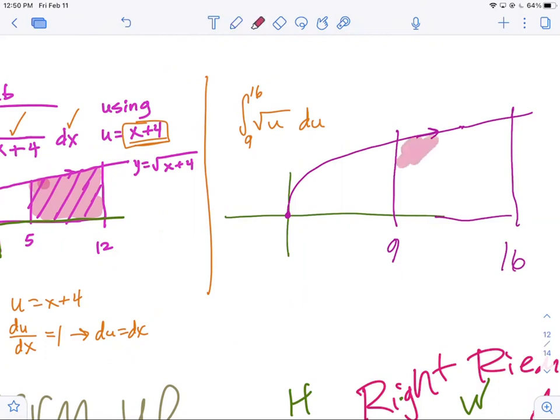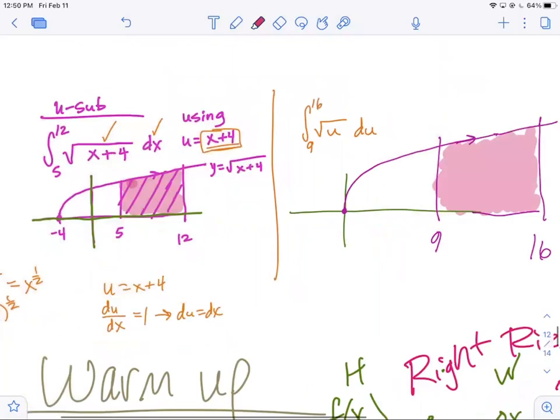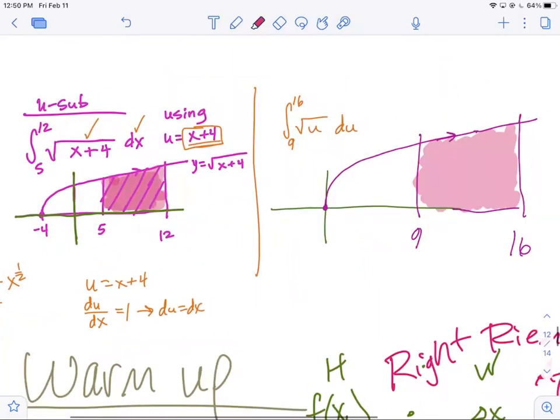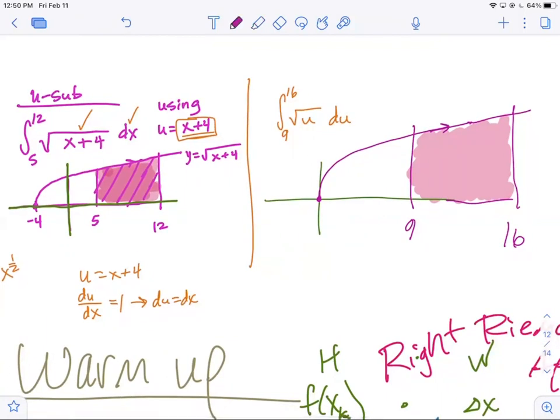We're saying that this shaded area here on this graph is the exact same as the area of a different function over a different interval. They're equivalent, okay? But what can we do now that we couldn't do before? Well, I can find the antiderivative of this, because let's come off to the side here and write this as u to the 1/2 with respect to u from 9 to 16.